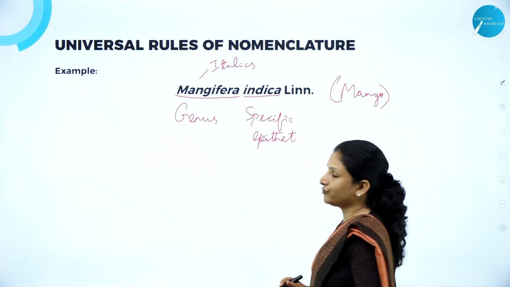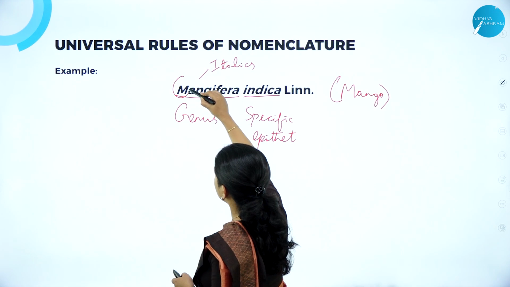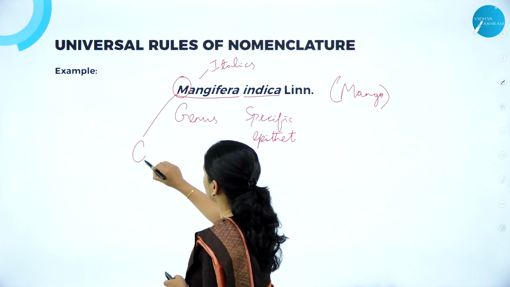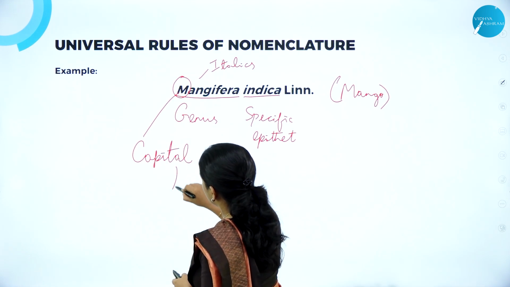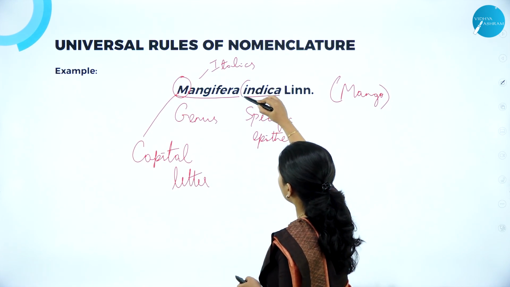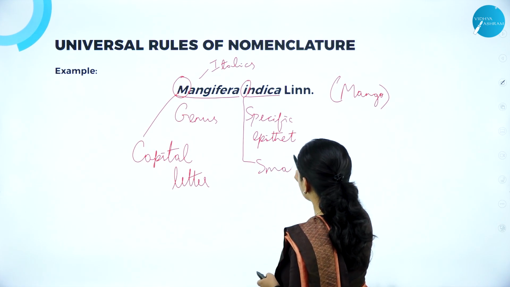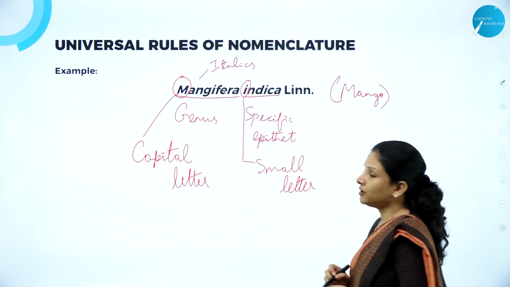And as I told you, the genus should always begin with a capital letter. So you have to start the genus with a capital letter. So here M is in capitals. And the specific epithet should always start with a small letter. Always start with a small letter.